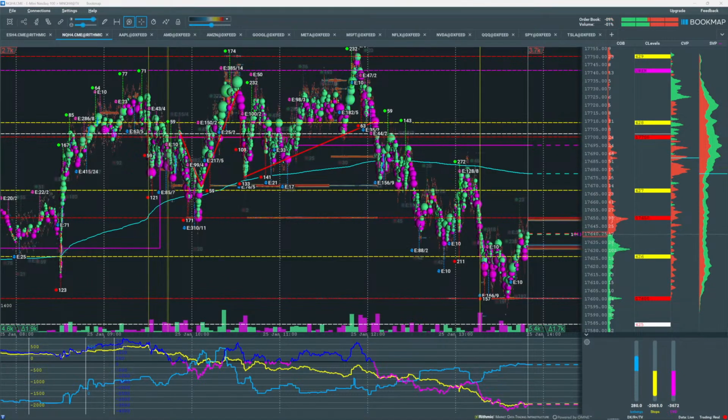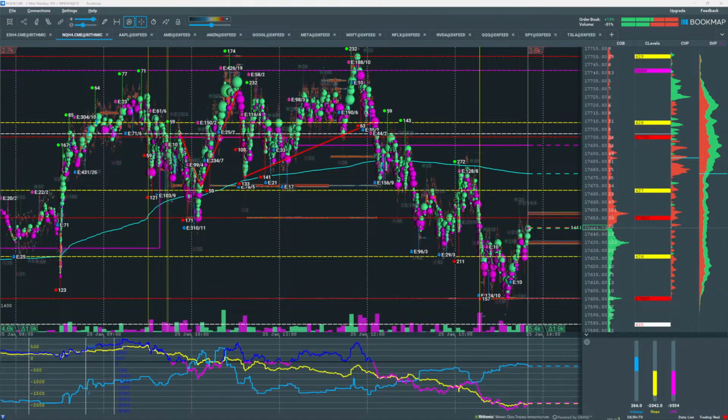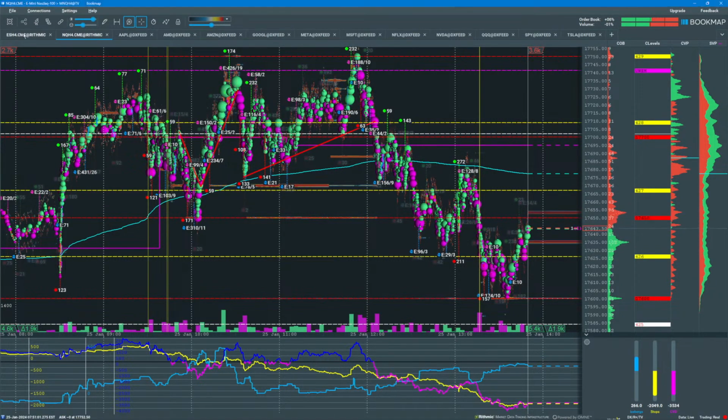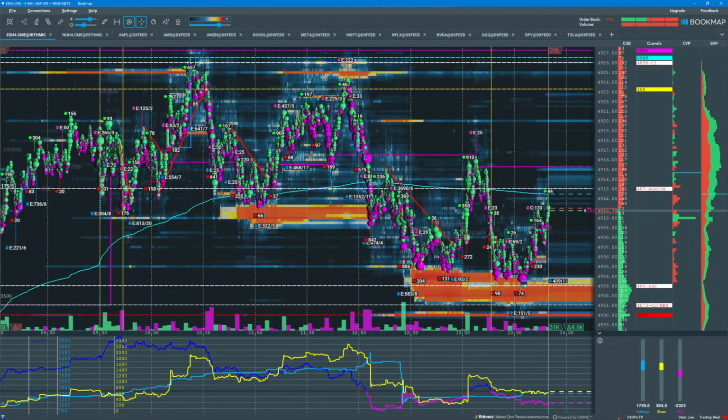All right, so kind of a mixed picture for the shifts in levels. Not really definitive one way or another. All right, let's take a look at gamma notional to see how market makers were positioned on the gamma curve at the beginning of the day, and then we'll take a look at some setups.